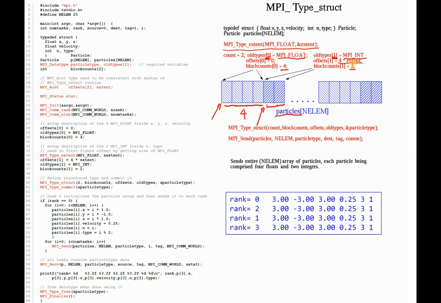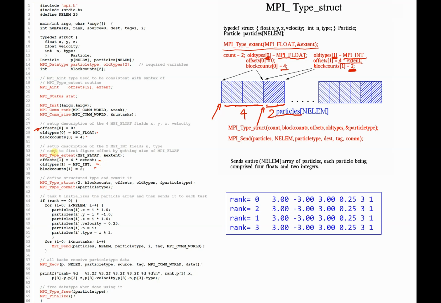And then how many ints are we going to have? Well, we're going to have 2. So we're going to specify the 2 over here. In our code, this is what we write. The offsets for the floats are going to start at 0, we have 4 of them. And next we're going to tell MPI about the ints. The ints are going to start out at 4 times the size of a float, they're going to be MPI ints, and we have 2 of them.